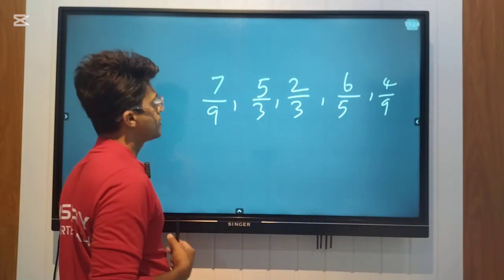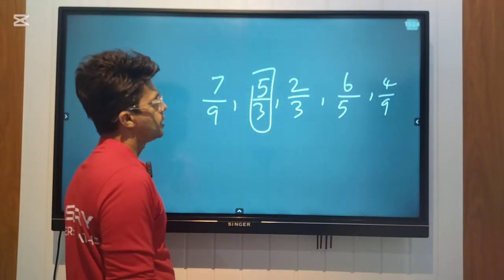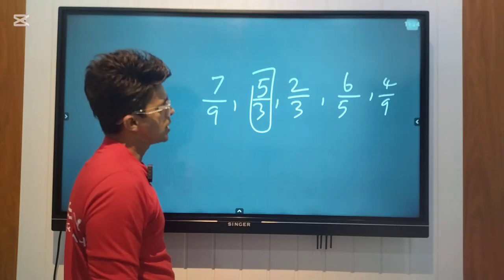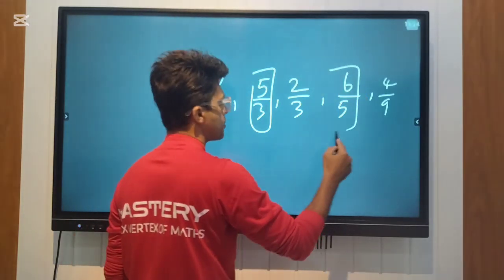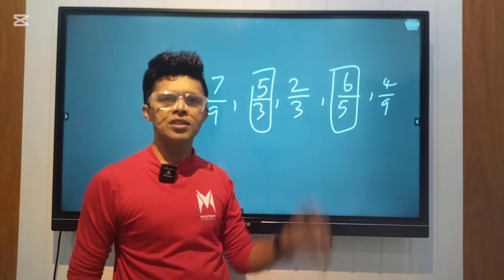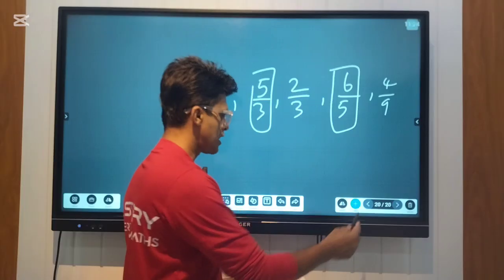Numerator value is greater than the denominator value. So here is an improper fraction. The 5 is greater than 3, and also, what's the other one? Yeah, this one also can be taken as an improper fraction. Then 6 is greater than 5, 5 is greater than 3. Improper fractions.